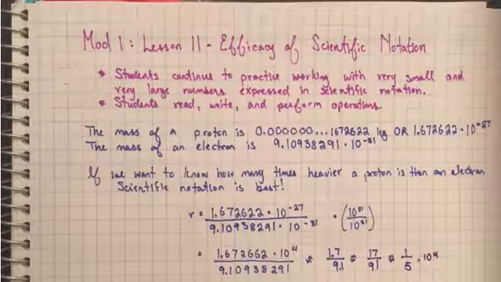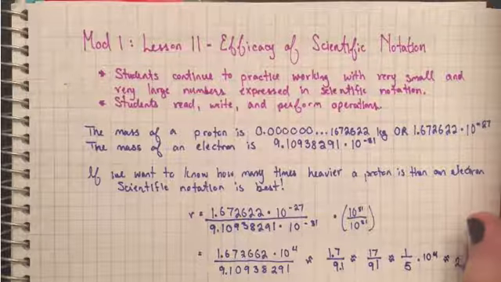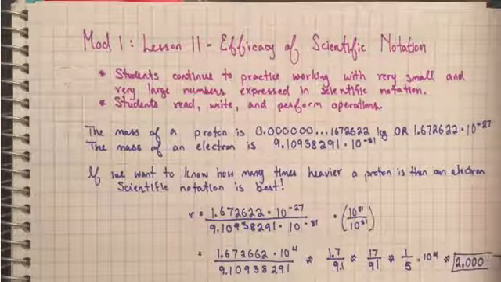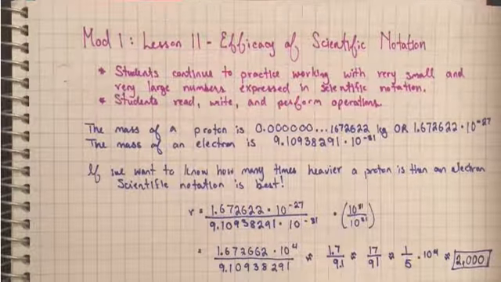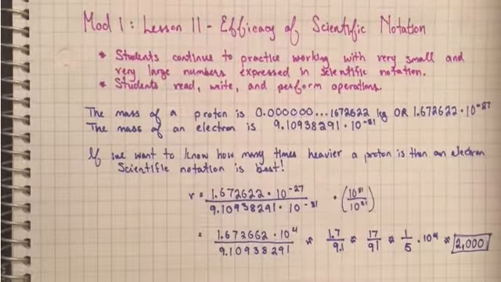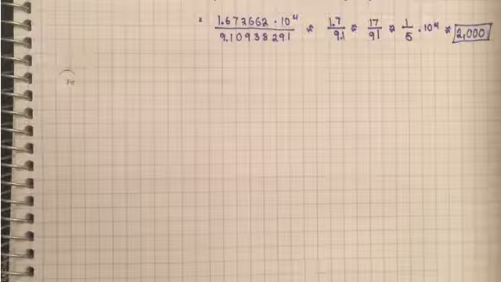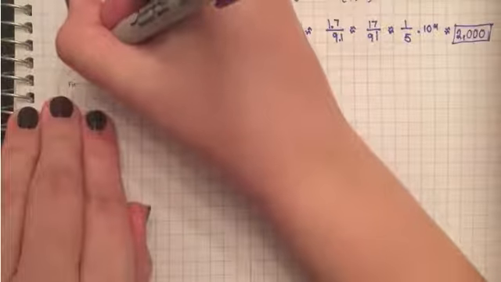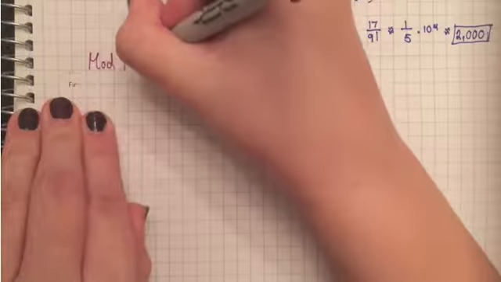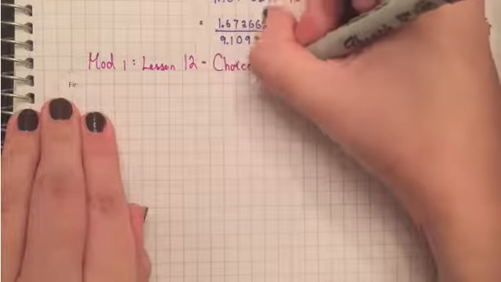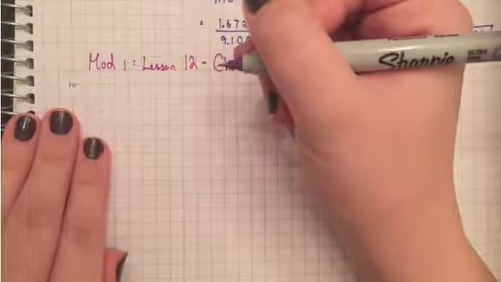If I simplify 1.6 to 1.7 and 9.1 to 9.1, and then I say to myself, well, that's equal to 17 over 91. That's approximately 1/5. Not forgetting my 10 to the 4th power. When I multiply, it gives me about 2,000. So what that tells me is that a proton is about 2,000 times heavier than an electron.